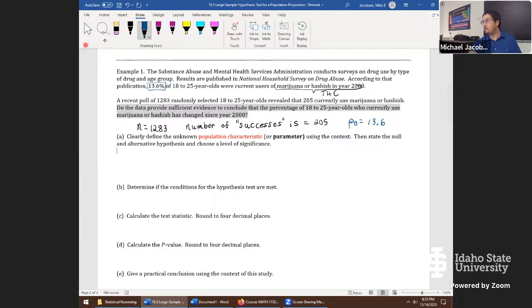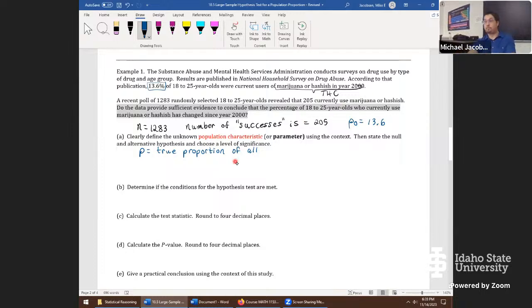So we need to define our unknown parameter. It'll be the true proportion of all, and pretty much this is how all those statements are going to start. We have to say proportion right here because we're indicating P for the population characteristic. I said of all just to emphasize we're dealing with the population now, we're describing it. Then if we look up what a success was, that's a good hint on filling out the rest. There was 205 successes, and that was the 18 to 25-year-olds being current users of marijuana or hashish.